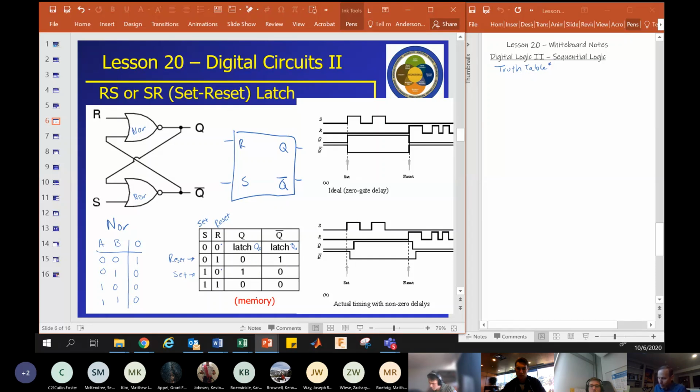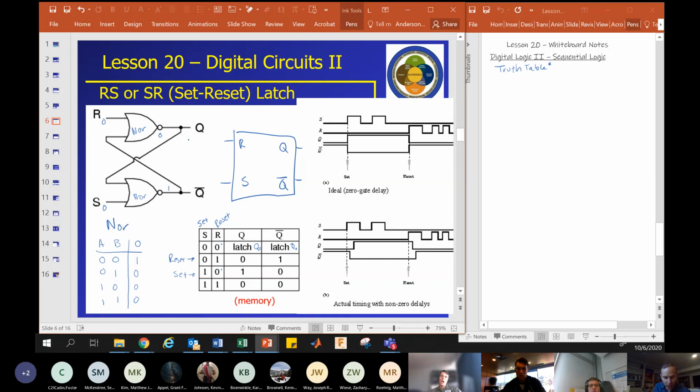Now, the way this actually works is a bit tricky. So imagine we start out with everything at 0. In this case, S and R are 0 and Q is 0. So if Q is 0, we have a 0, 0 entering this NOR gate. And from our truth table, that means the output of this will be 1. Okay, so we're starting with 0, 0, 0, 1. And so let me switch pens. So Q is 0, so the output of the device is 0.